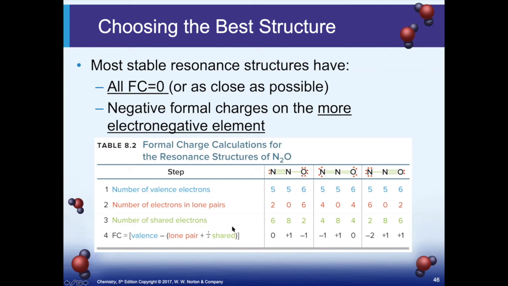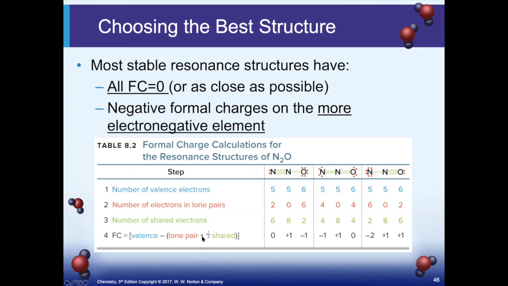You just have row 4 here, but that's really all that matters. These rows 1, 2, 3 just show you how the numbers in row 4, the formal charges, were calculated. Remember that the formal charge is the number of valence electrons minus the sum of the lone pair electrons plus 1/2 of the bonding pair electrons, or the shared electrons. Shared electrons, bonding pair electrons, same thing.